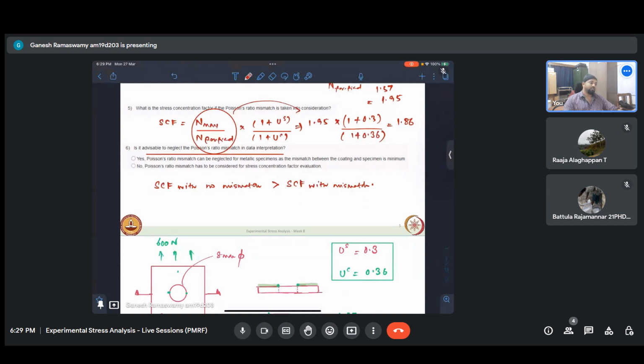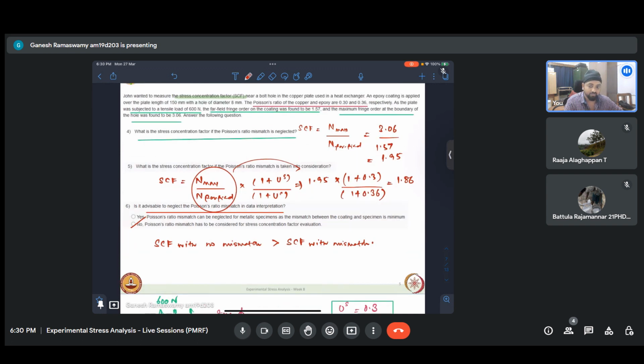So in such a case, what is it that we should do? Essentially, if we ignore it, what we are doing is we are overestimating the SCF. Hence, it is advisable that Poisson's ratio mismatch has to be considered in the SCF evaluation for reasonable evaluation of our stress concentration factor. So I hope that this is clear. So if there are any questions, please do ask.